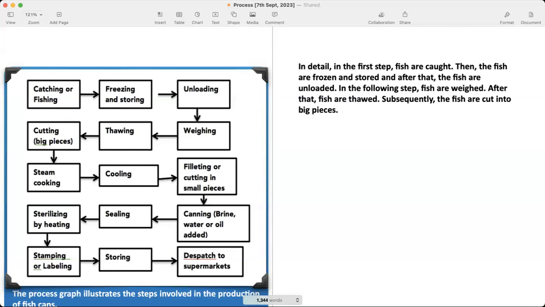Thereafter, the cut fish is steam cooked. Why is or are? Okay. Very good. The cut fish are steam cooked. Okay. Going next.